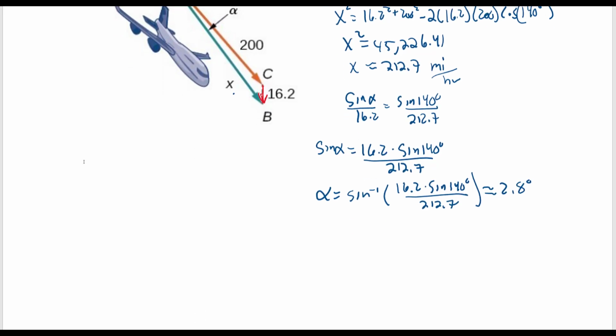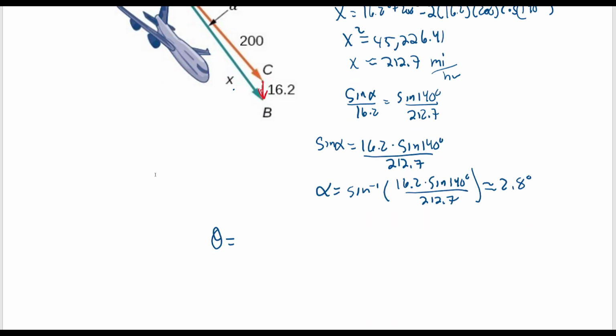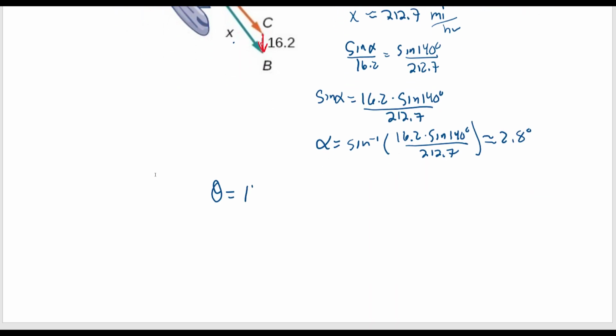So the true bearing of the plane, our theta, is going to be, make sure we didn't call theta up here. Oh, good. The actual angle is going to be the 140 degrees plus the 2.8 degrees to give us 142.8 degrees. And then the ground speed is 212.7 miles per hour. And that's it. Kind of a slow speed for a plane of that size.